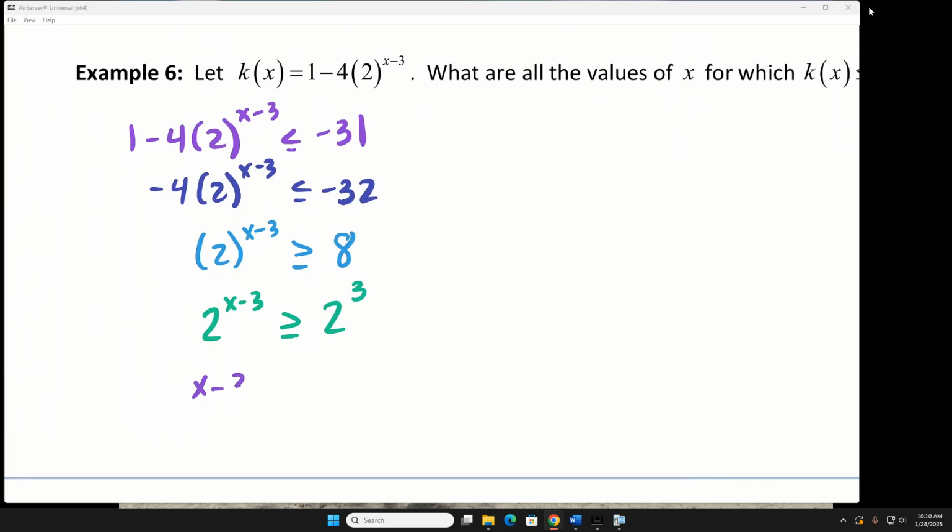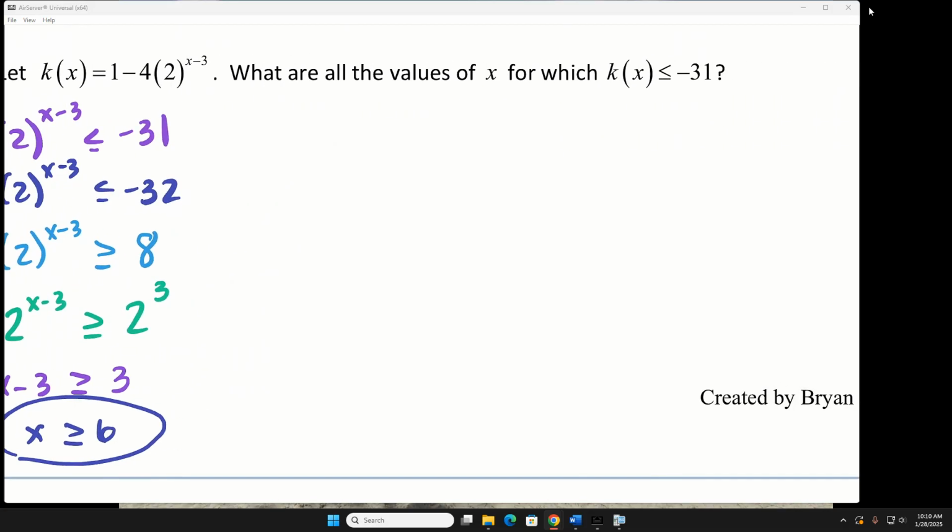So then, since they have the same base, I can drop down the exponents and then solve it really easily by adding 3. So as long as x is greater than or equal to 6, then that function will be greater than or equal to negative 31.